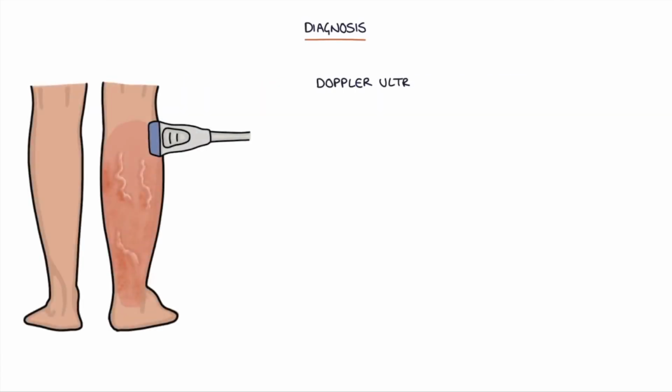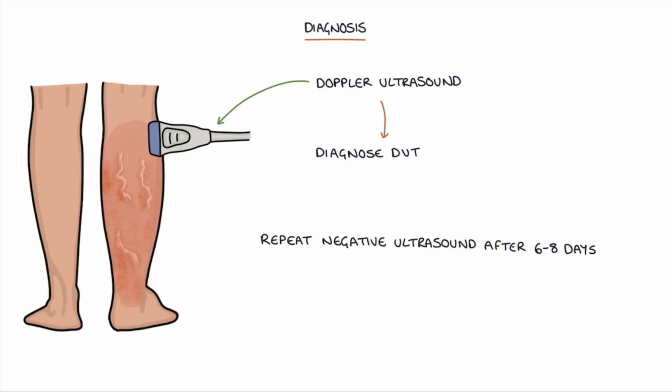A Doppler ultrasound scan of the leg is required to diagnose a deep vein thrombosis. The NICE guidelines recommend repeating negative ultrasound scans after 6 to 8 days if the patient has a positive D-dimer and the Wells score suggests that a DVT is likely. This is because the first ultrasound scan may have been falsely negative.